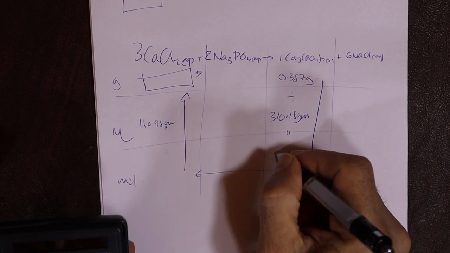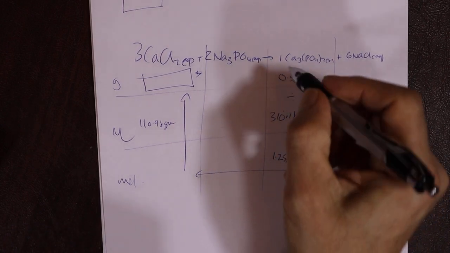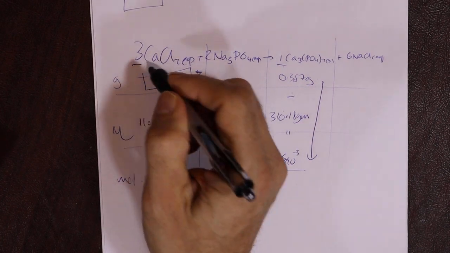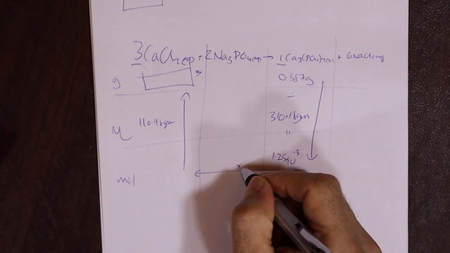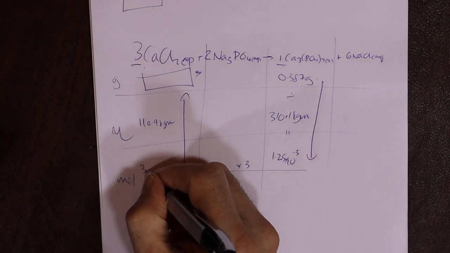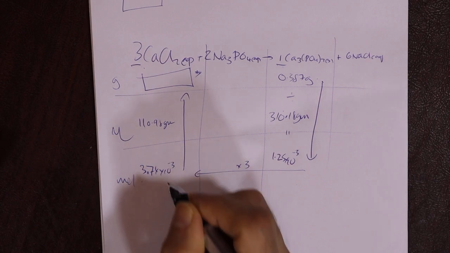Divide it out. 1.25 times 10 to the minus 3. Now here, because we're going in the reverse direction, 1 came from 3, so that's 3 times bigger. I'm going to multiply by 3. Slide across, multiply by 3, 3.74 times 10 to the minus 3.